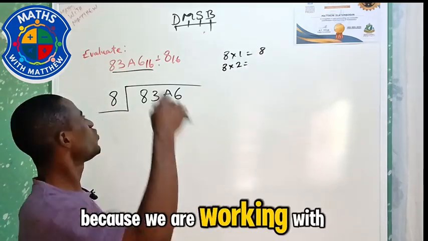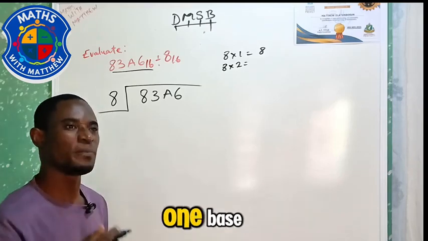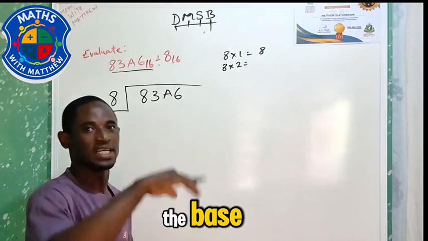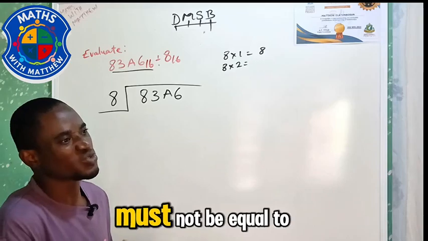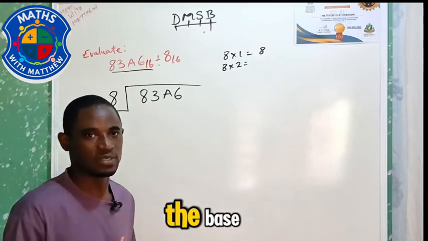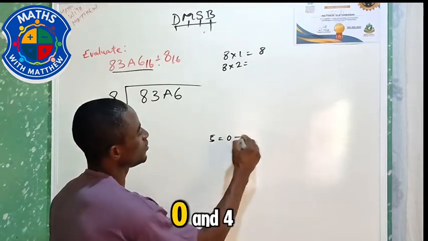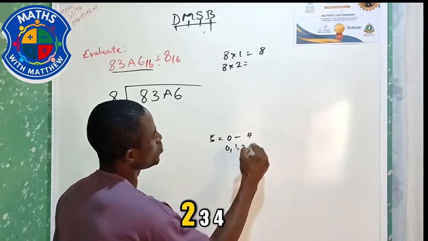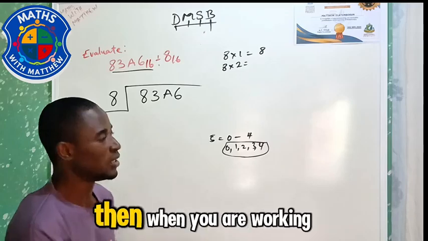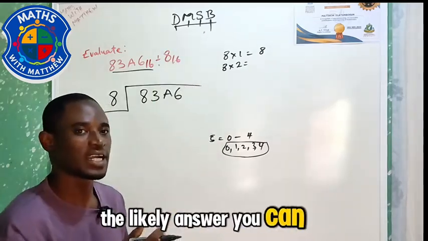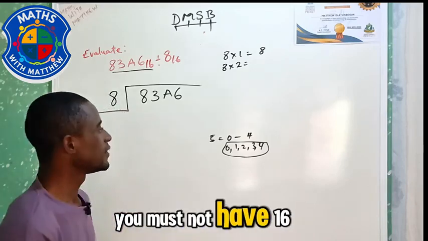But because we are working with base 16, we can't have 16 as a digit. The answer you get when working with a base must be less than the base itself. For example, if you are working with base 5, the digits range between 0 and 4, that is 0, 1, 2, 3, 4. When you are working with base 16, the digits are 0, 1, 2, 3, 4, 5, 6, 7, 8, 9, 10, 11, 12, 13, 14, 15. You must not have 16 in it.